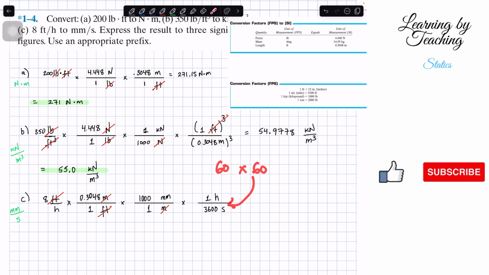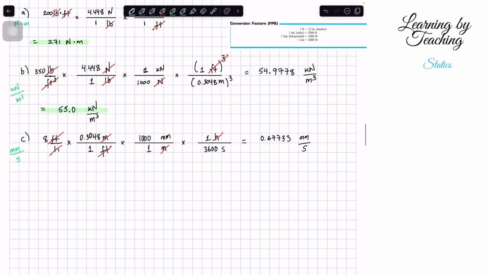Okay, now that we have that, we can cancel our hour with our hour, and we can start plugging all of this into our calculator, and we should get a total of 0.67733, and then the units should be millimeter per second. Again, only 3 significant figures, so we're going to put 0.677 millimeters per second. And just like that, we found the solution for our problem C.